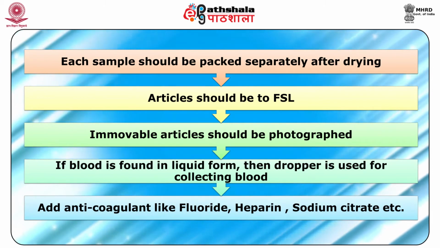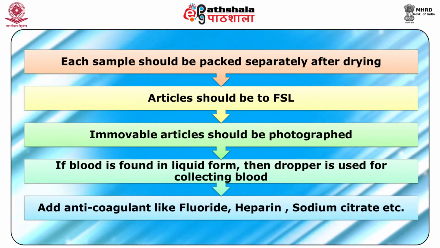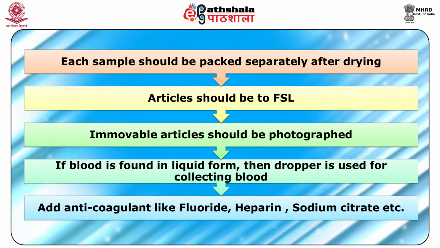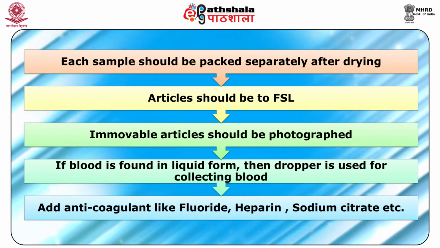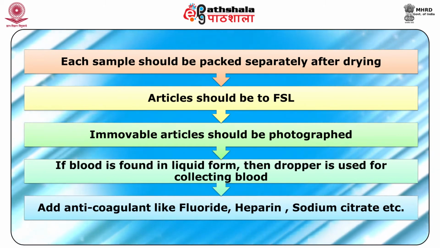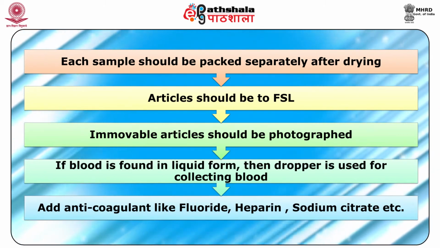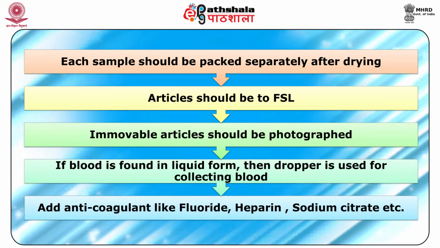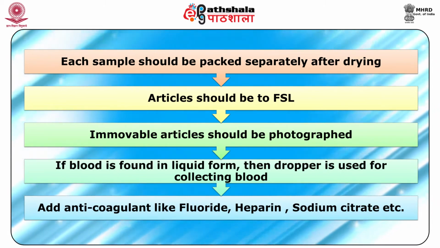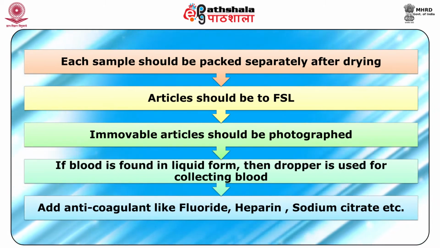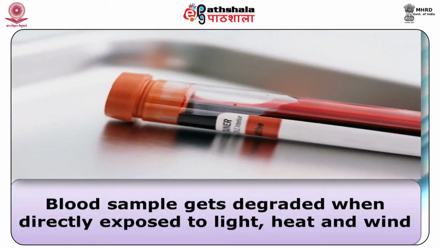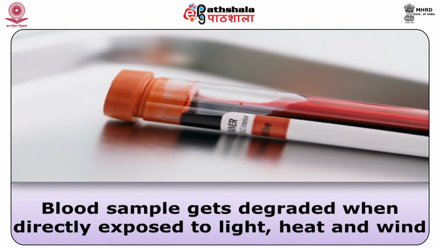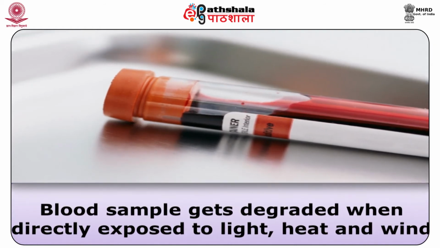If blood is found in liquid form at the crime scene, then a dropper is used to collect it, and the blood is preserved in a glass or plastic bottle after adding an anticoagulant, which prevents the coagulation of blood, like fluoride salt, heparin, sodium citrate, etc., and it is also stored in cool and dark places. Blood samples are destroyed when directly exposed to light, heat, and wind, therefore they are protected.